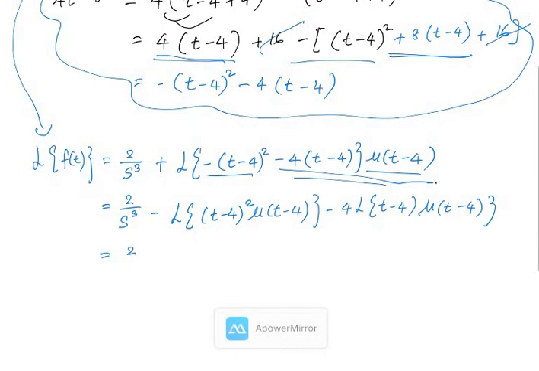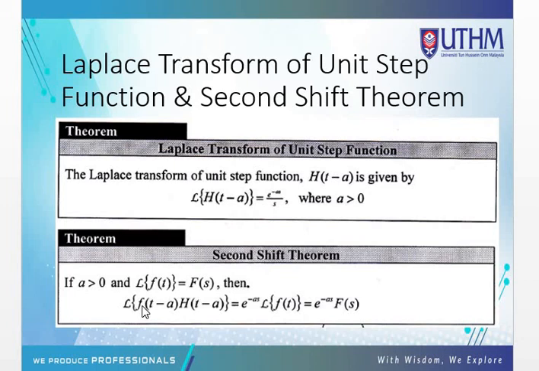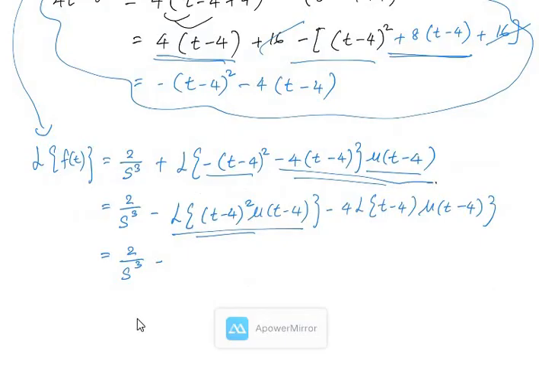So this is equivalent to 2 over s to the power of 3 minus, and for this part we can apply the second shift theorem. So what is the second shift theorem? Do you still remember? The second shift theorem says that the Laplace transform of f(t minus a) u(t minus a), the unit step at t minus a, is equivalent to e to the power of minus as times the Laplace transform of f(t). So therefore, this part we can change to e to the power of negative 4s, then the Laplace transform of t squared.